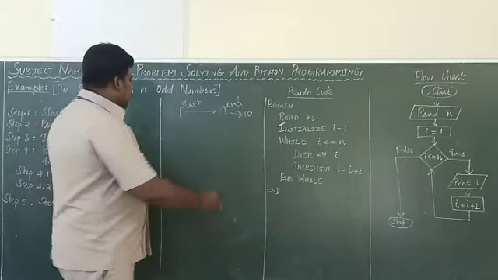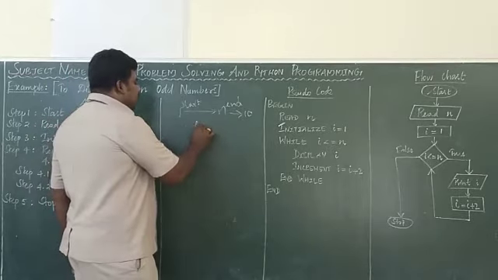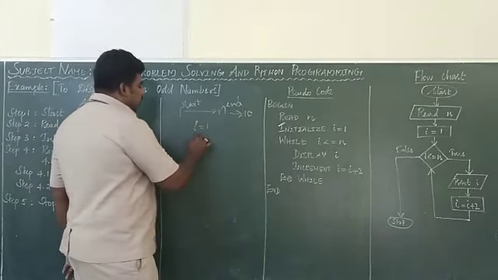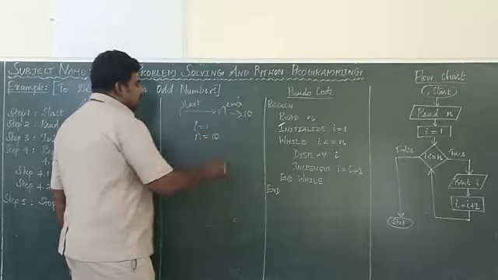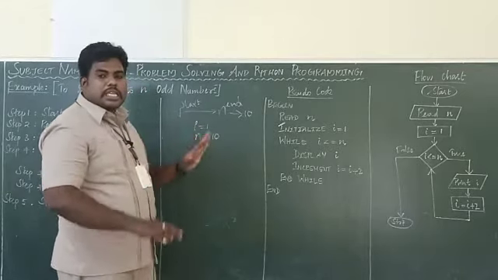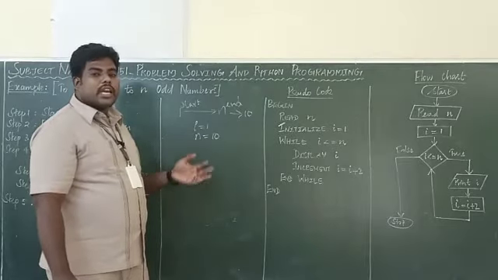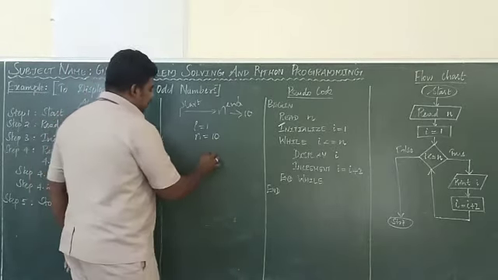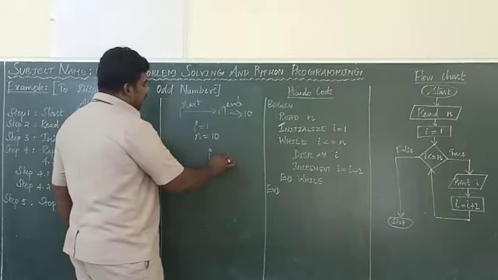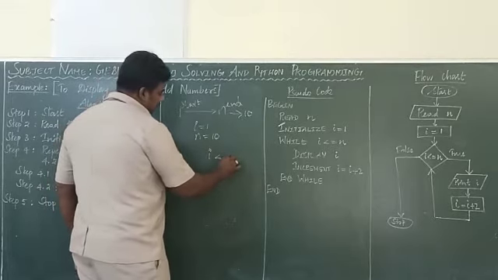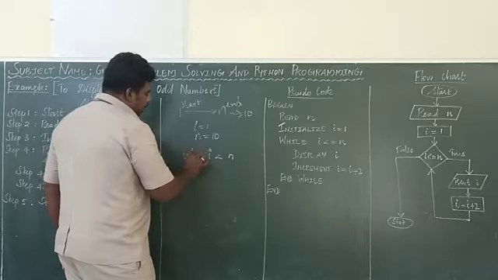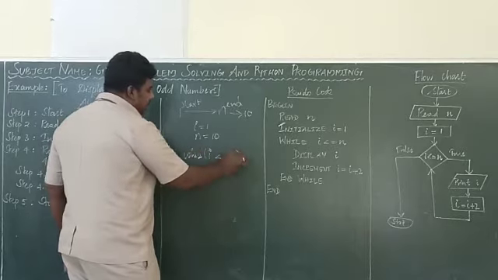First, initialization: i equal to 1, n equal to 10. Starting position and ending position are initialized. What's the next step? I want to check a condition: i less than n. I am using a while loop, while i less than n.